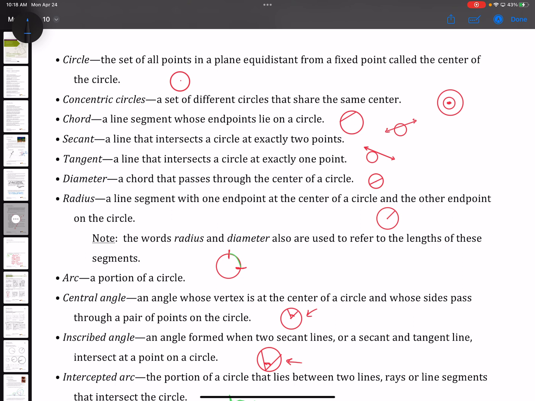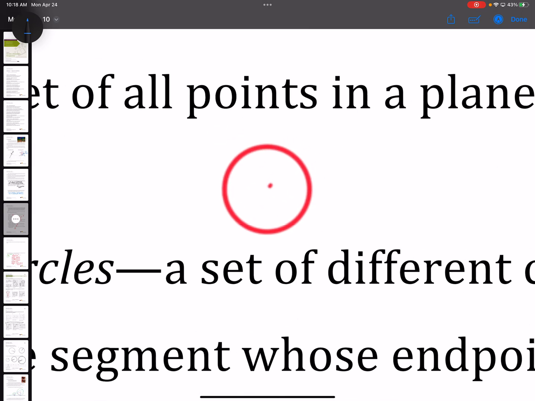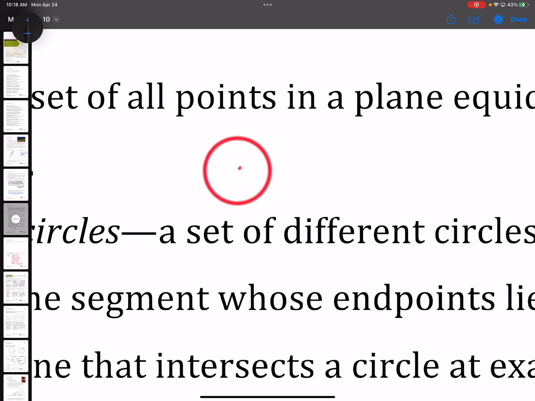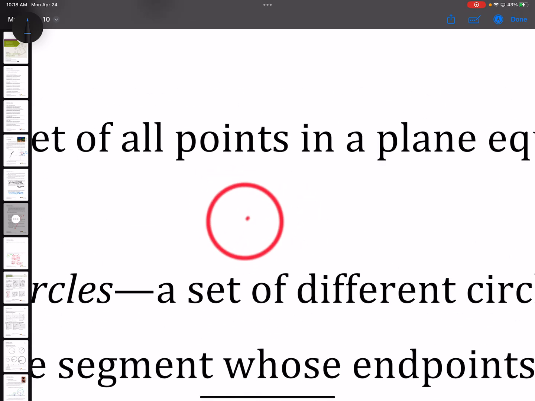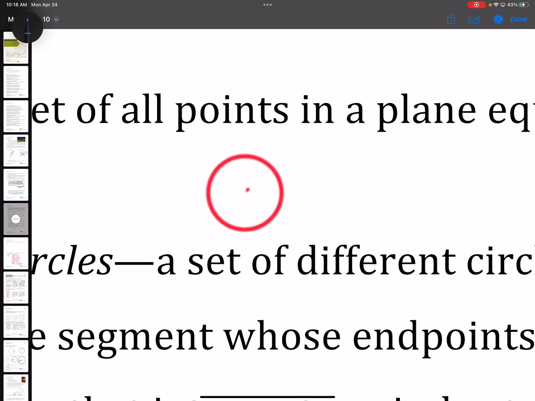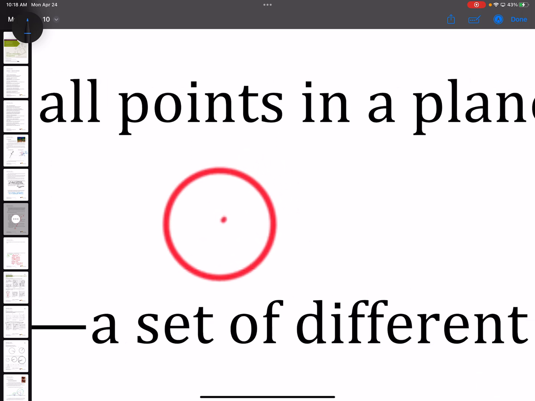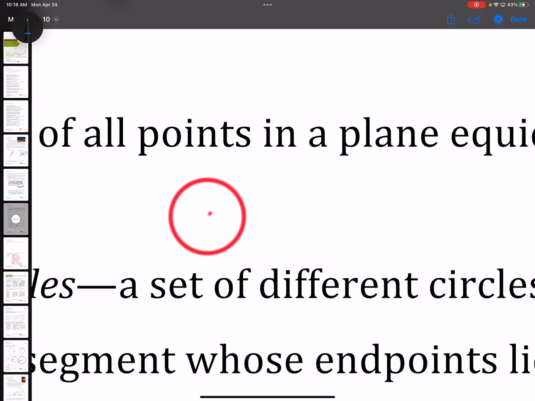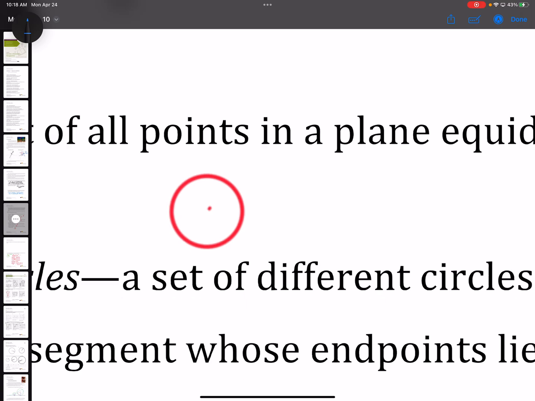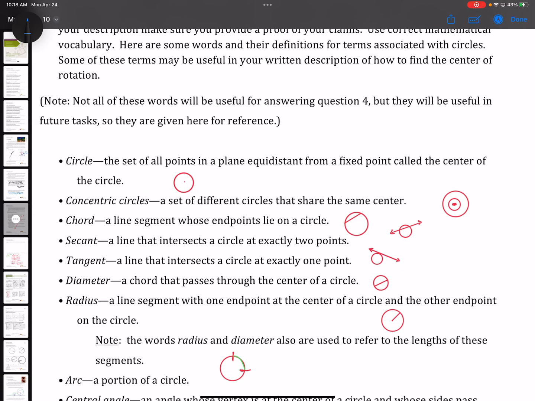Circle, the set of all points in a plane equal distance from a fixed point called the center of the circle. So it looks like that. What is that distance called? We have a special name for it. The radius. Very good. So the radius is the distance from the center to the circumference. Okay? Very nice. Now concentric circles.